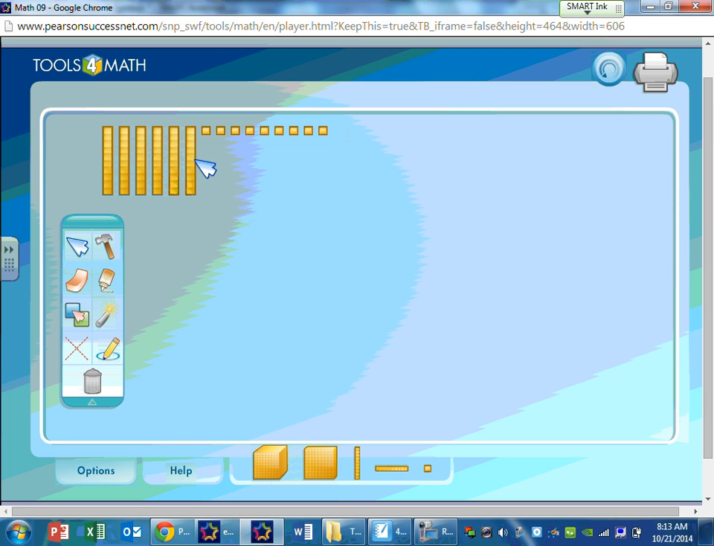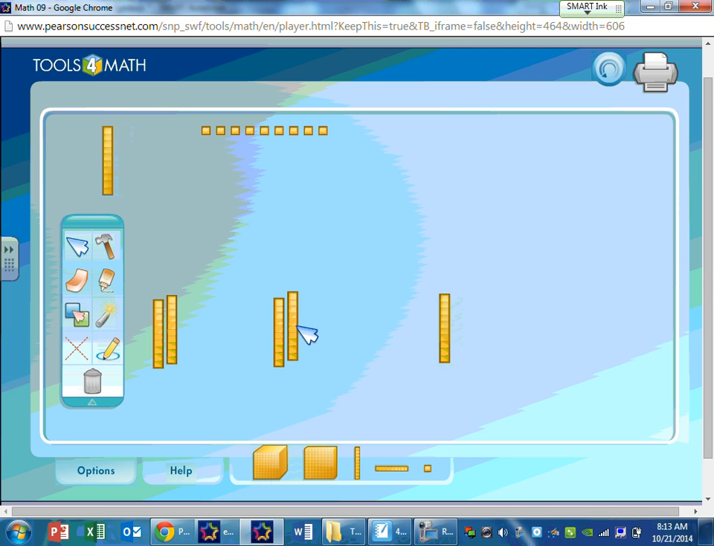Now I need to divide them into 3 equal groups. So we've got 1, 2, 3. 1, 2, 3. And let's see, 1, 2, 3. 1, 2, 3. I didn't have to break apart any. It just was the exact right amount.